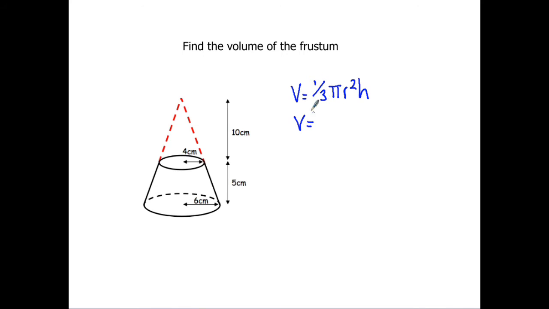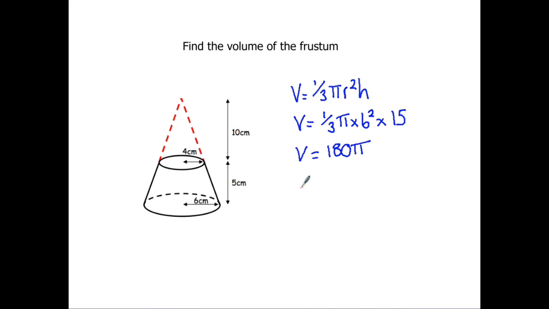So the whole cone will have 1/3, and the base of the whole cone will be this part here, so that's got a radius of 6. So that's pi times 6 squared times the height of the whole cone. The height of the whole cone is 15. So we tidy that bit up. Might just do this on the calculator here. So 6 squared times 15 divided by 3 gives us 180 pi. So the volume of the whole cone would have been 180 pi if we had the red bit included.